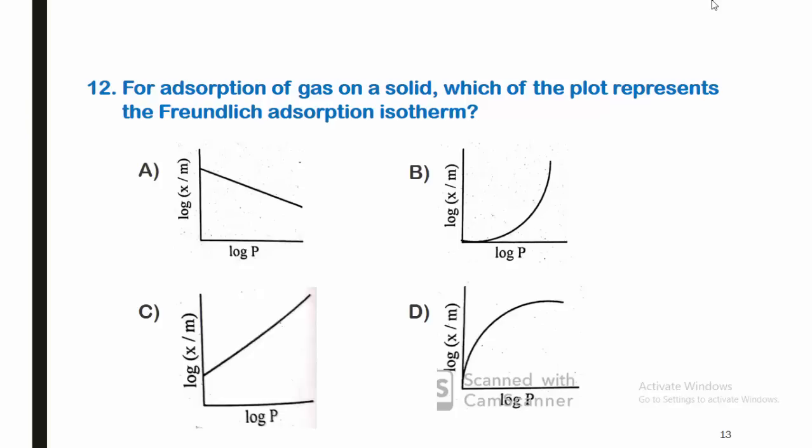The right answer of this question is option C, log x/m versus log p, which is a straight line equation. We already saw in the previous question the Freundlich adsorption isotherm graph, where the slope we studied is 1/n. So the right answer is option C, log x/m versus log p, which looks like a straight line equation, the graph responsible for the Freundlich adsorption isotherm.